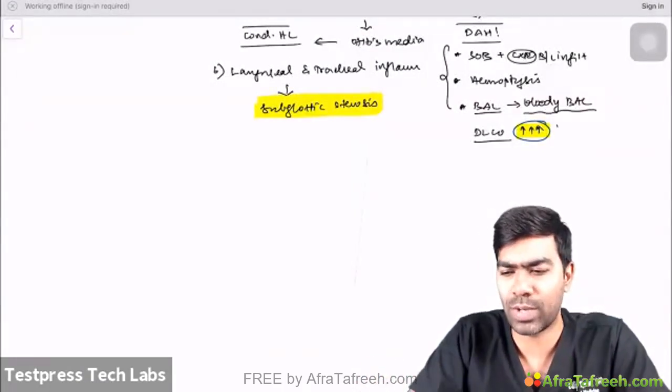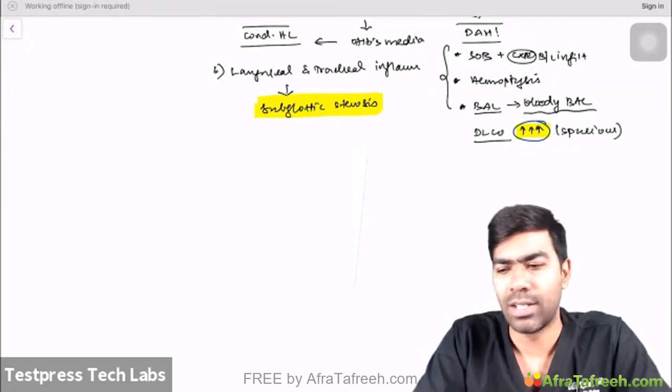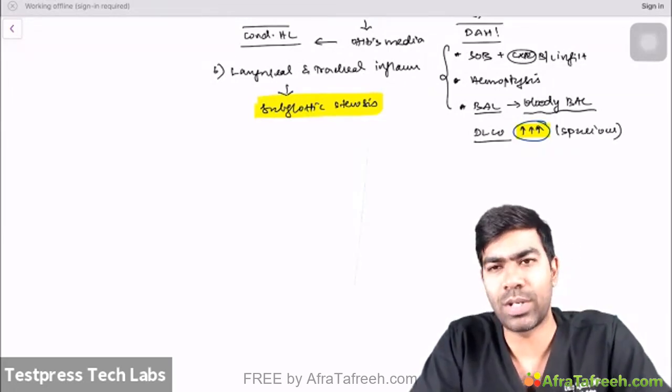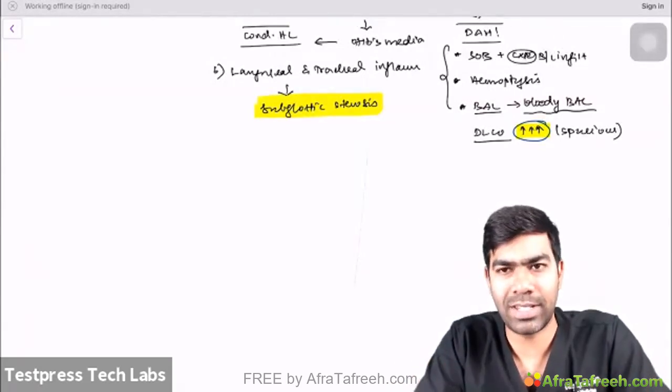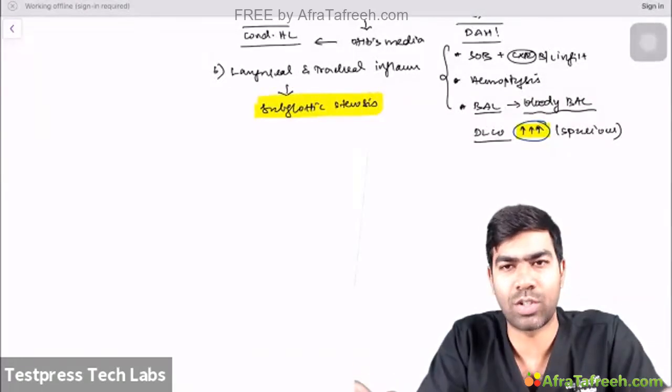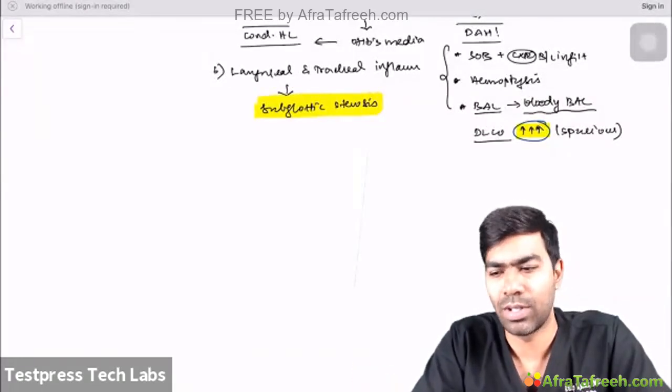But it's a spurious value. It's not a true value. It's basically a spurious entity, which means this DLCO elevation happens because the hemoglobin present in the RBCs within the alveoli is the one causing this increase in the DLCO. That's all.